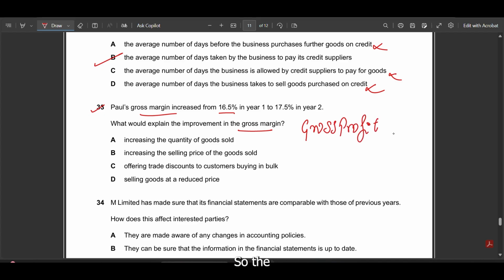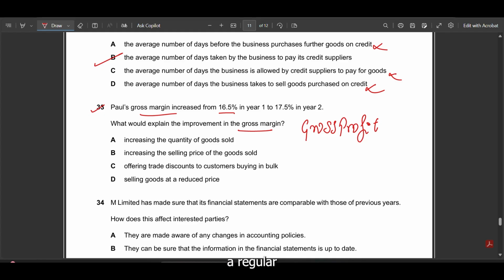Gross profit. So the first option is quantity of goods sold. Okay. Second option, increasing the selling price of the goods sold. Alright. Third one, offering trade discount to customers buying in bulk. Okay. Selling goods at a reduced price.